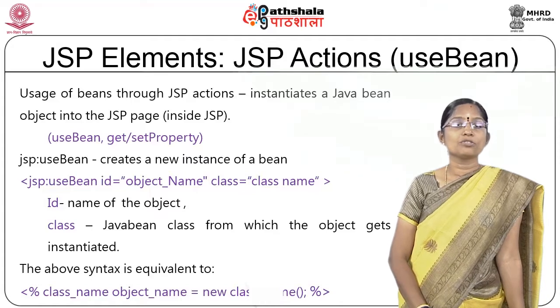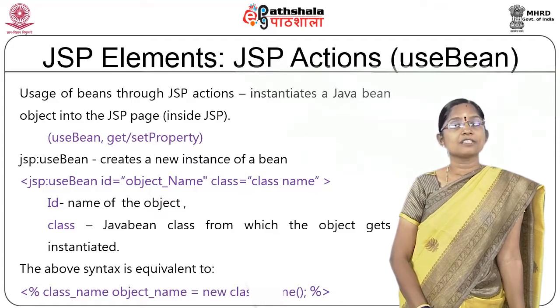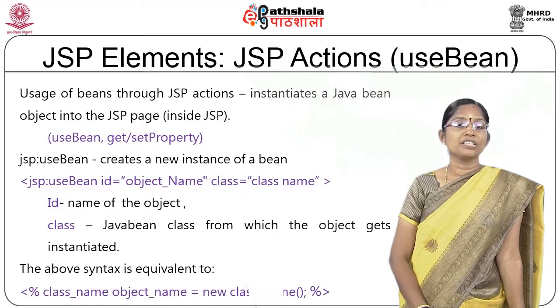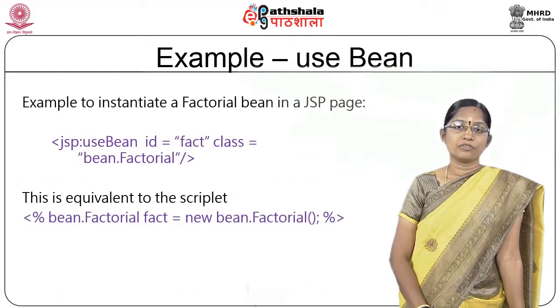Now you can go through JSP use bean. Use bean means it is nothing but creating a new instance of a bean class. Along with that, bean ID will be there, which represents the name of the object. Class will be there, the Java bean class from which the object gets instantiated. So here we can go through the syntax of this.